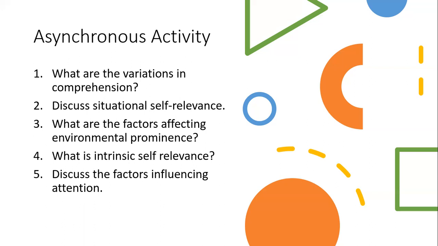Number 1, what are the variations in comprehension? Number 2, discuss situational self-relevance. Number 3, what are the factors affecting environmental prominence? Number 4, what is intrinsic self-relevance? And number 5, discuss the factors influencing attention.